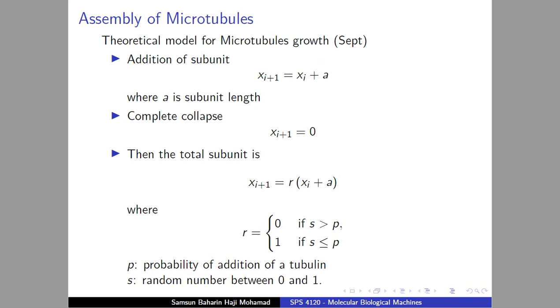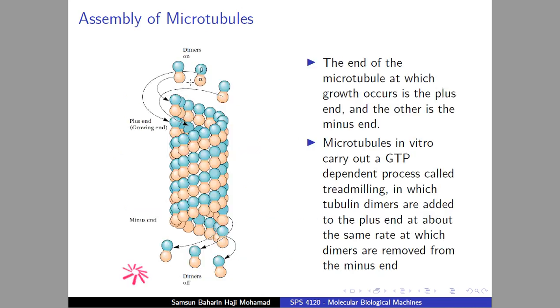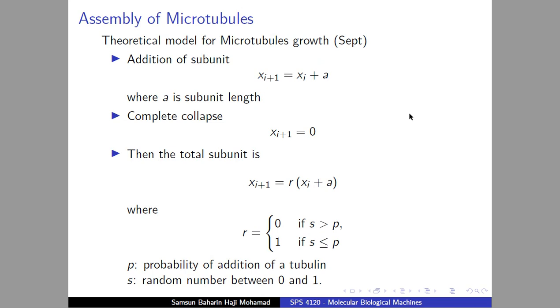Okay, so these are the theoretical growth of microtubule. Here, with the addition of a subunit, x(i+1) equals x(i) plus a. If we have this x(i) and we add this a, it becomes x(i+1). And if there is complete collapse, or the growth stops, meaning that the tubulin has already dissociated, then x(i+1) equals 0. So there will be no more microtubule.